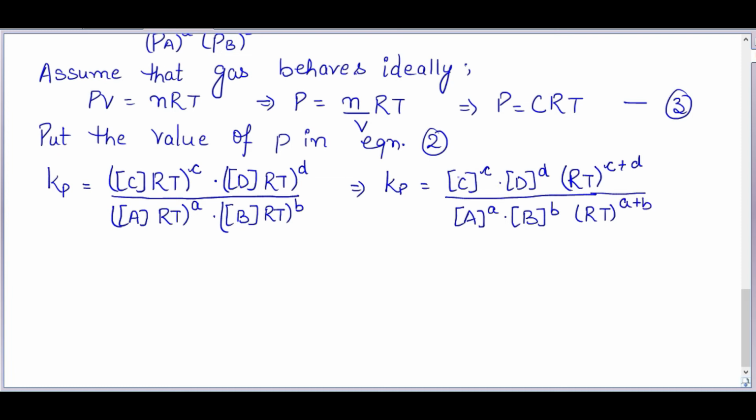Now I know that molar concentration of C power c into molar concentration of D power d, divided by molar concentration of A power a into molar concentration of B power b, is equal to Kc, right? We have found the value above, so you just write it will be Kc, right? And again, here I'm having RT common in both numerator and denominator, and I know that if I'm having something common and they are having powers, if the powers are in division, they'll subtract from each other. So definitely it will be RT, right?